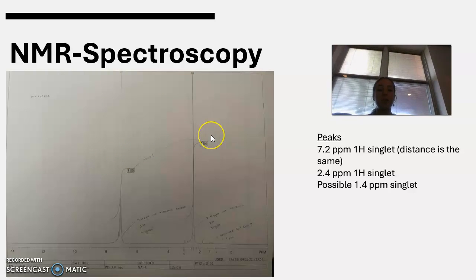So first, there's a 7.2 ppm 1H singlet. I'll come back to this because it does seem to be a triplet, but I labeled it as a singlet, so that shows up here. Next, we have a 2.4 ppm 1H singlet here. And then finally, there's a possible 1.4 ppm singlet down below. Now, that could be a blip, but I'll come back to why that, in fact, is a peak.